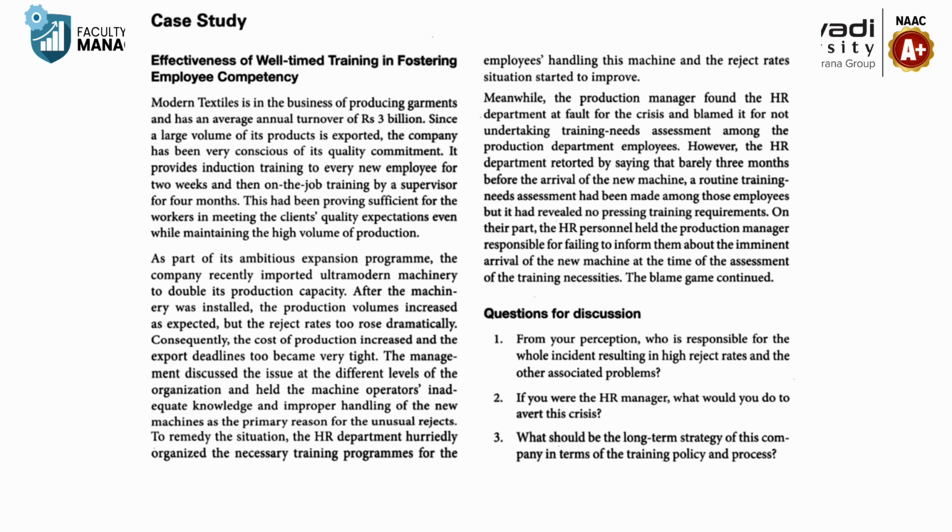Now, meanwhile, the production manager found the HR department at fault for the crisis and blamed it for not undertaking training needs assessment among the production department employees. So, here who's at fault? The production manager found the HR department at fault because they should have identified in the beginning that training could be needed. So they have not done training needs assessment among the production department employees.